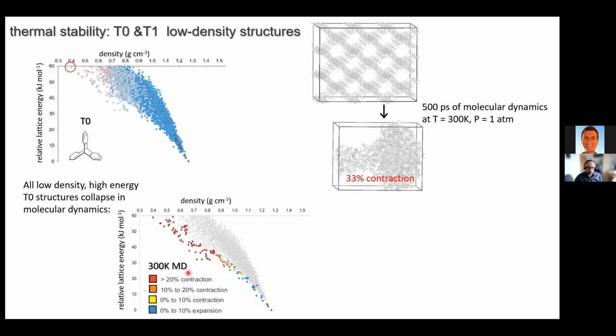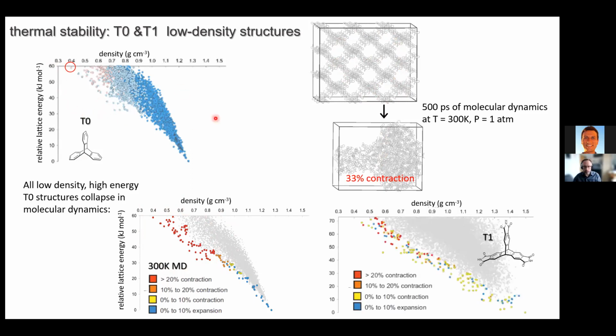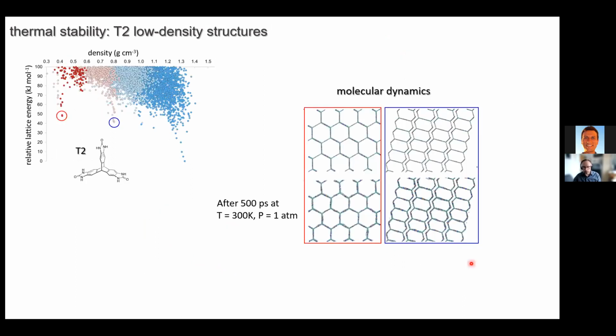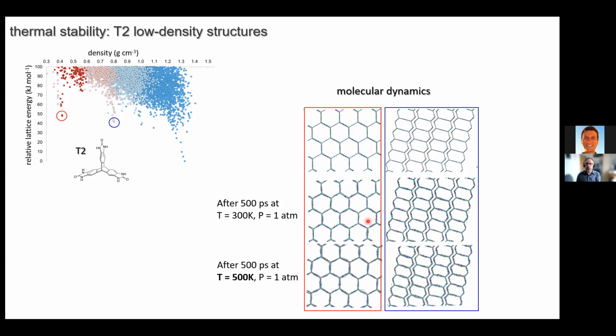Across that whole energy landscape, everything that's low density collapses once you heat it up to room temperature. So they are local minima on the landscape only because those predictions are performed without temperature in them. And we did this for other molecules. Most importantly, that T2 molecule: you take the known polymorphs at low density, put them in molecular dynamics, and they stay as they are. They don't collapse to low density or high density, and even at very high temperatures, they stay as they are.